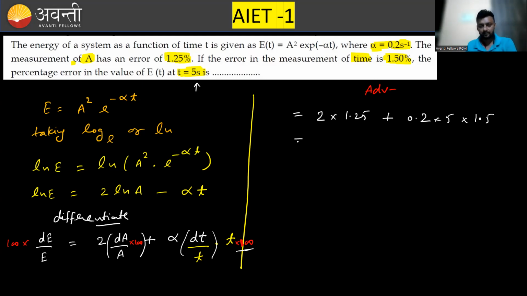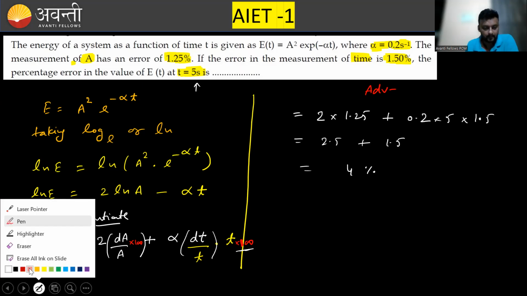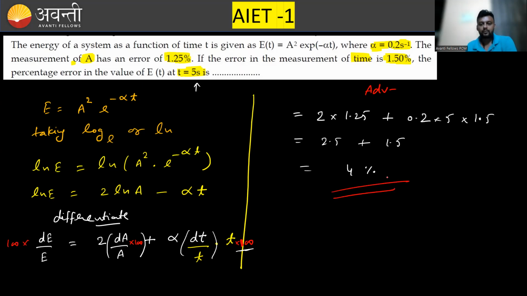Now you can calculate. This is 1.25, this is 2.5 plus 1.5, that is 4%. That is 4%. So what is the answer? Percentage error in the measurement of energy is 4%. Clear?